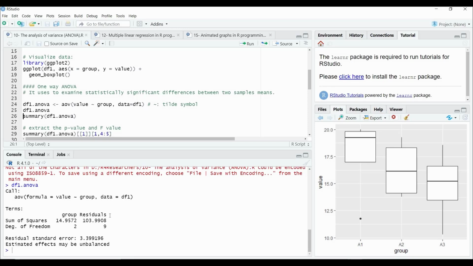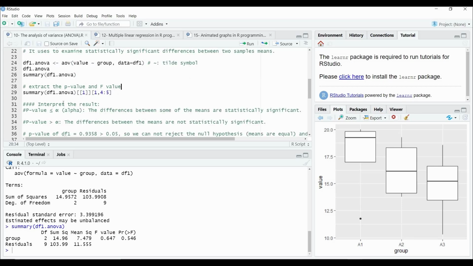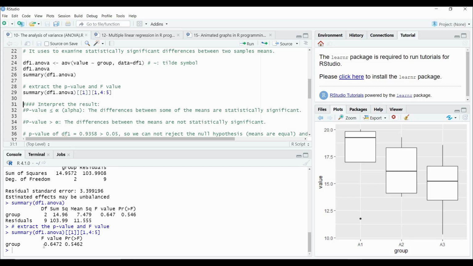That's the result. We have residuals, residual standard error, and so on. We can display the summary of our ANOVA result by using the summary function with the name of the output of ANOVA. Now we have F value and p value of F. Instead of all results, we can extract only the p value and F value from the summary of ANOVA. That's F value 0.64 and p value 0.5.